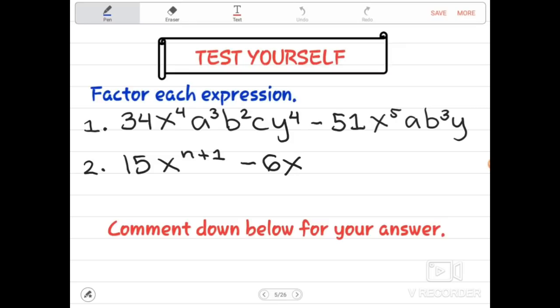Number 1, 34x raised to 4, a cubed, b squared, c, y raised to 4, minus 51x raised to 5, a, b cubed, y. Then for number 2, 15x raised to n plus 1 minus 6x.